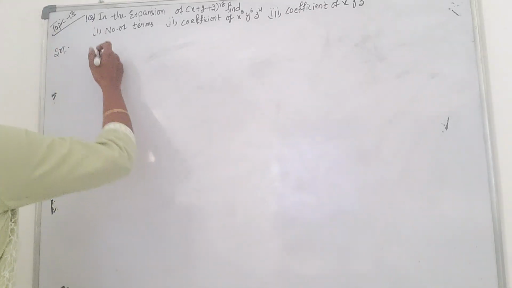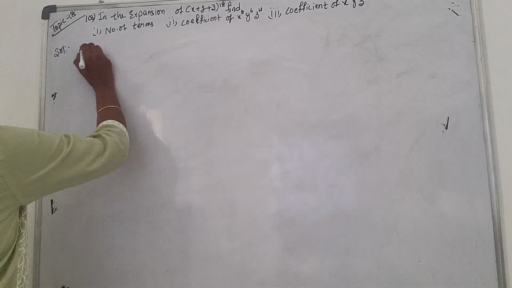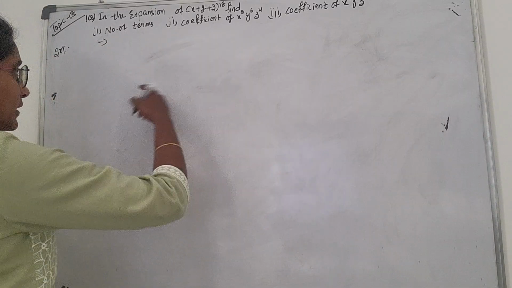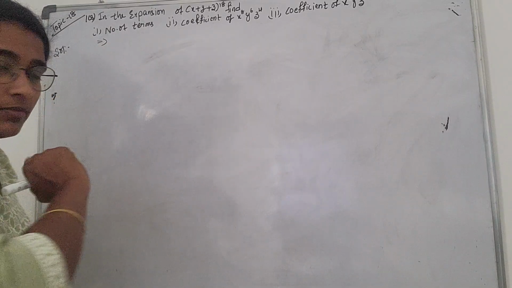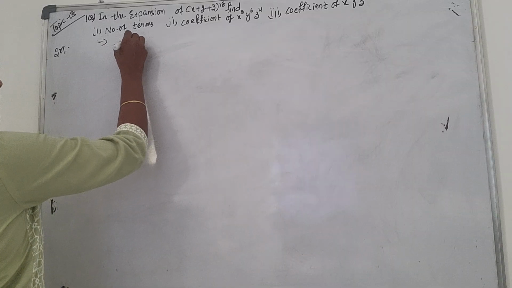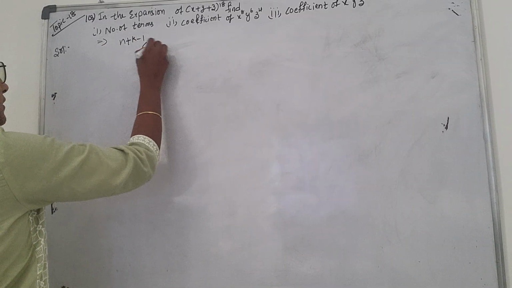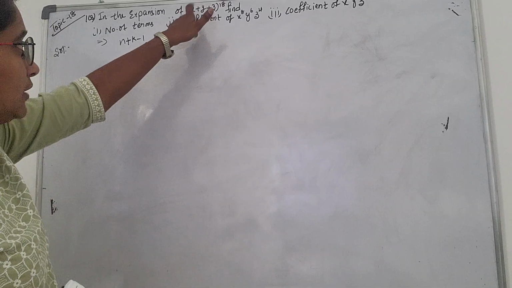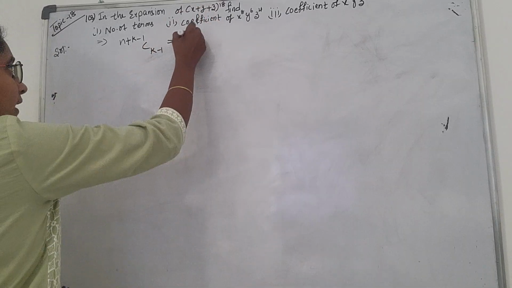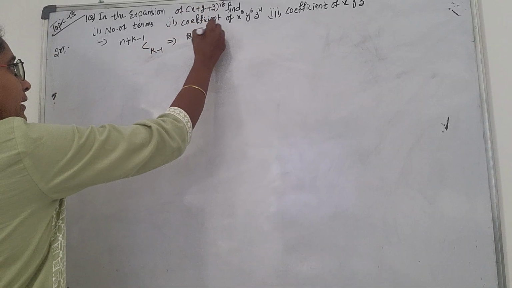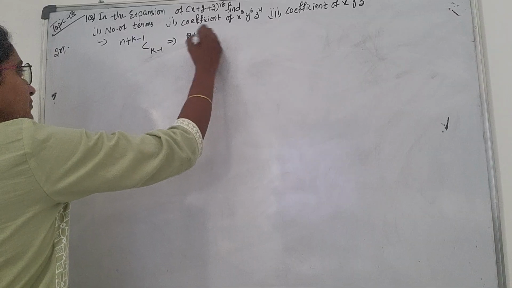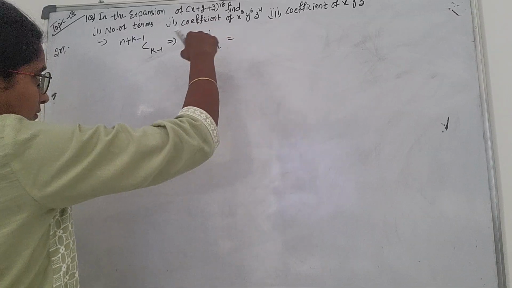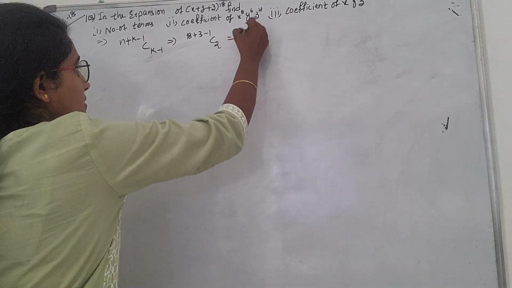We'll see here. The first one is the number of terms. The number of terms formula we discussed just before is (n + k - 1) C (k - 1). So what is the k, the number of terms, here? 1, 2, 3, right? So n is 18. 18 + 3 - 1 C, 3 - 1 is 2. So it is 20 C 2.